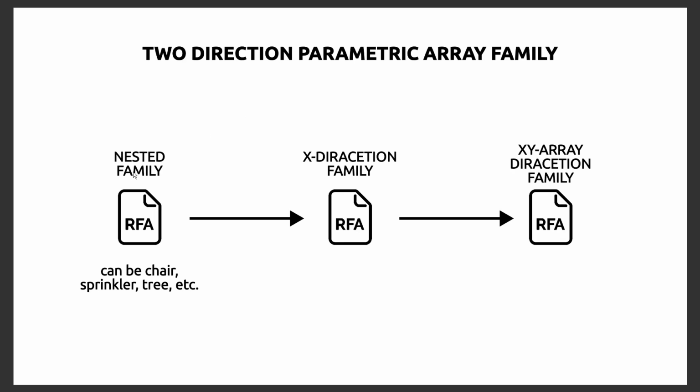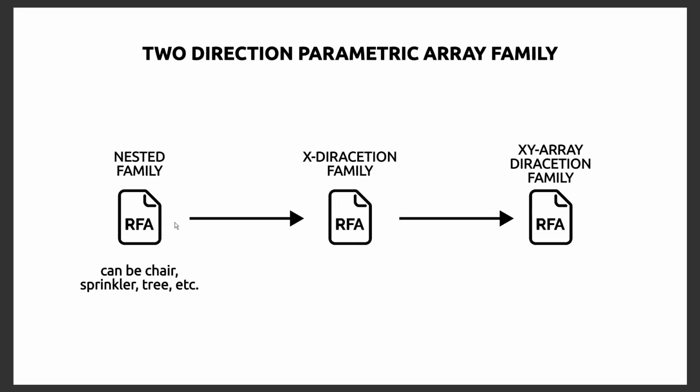First, we will start with the nested family, which includes the object that we want to have in the two-dimensional parametric array. So this can be a standard family with a chair, sprinkler, or tree. We will use just a simple cylinder as a placeholder in this tutorial.